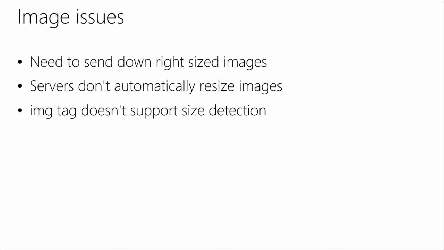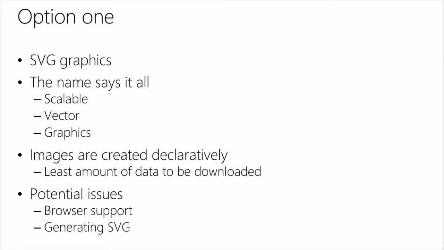All right. Well, then what are our options here? Option one, and this is really the best option if you can do it, is to generate SVG graphics. These are great for things like logos and otherwise. And the name says it all: scalable, resizable, vector, as opposed to a bitmap. So it's going to say, I want a line from here to here. And then again, graphics.